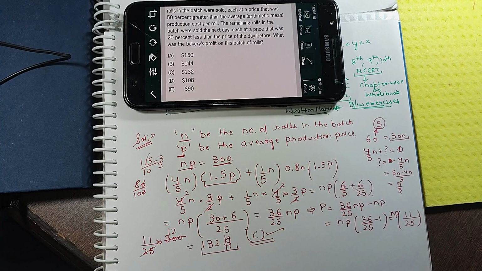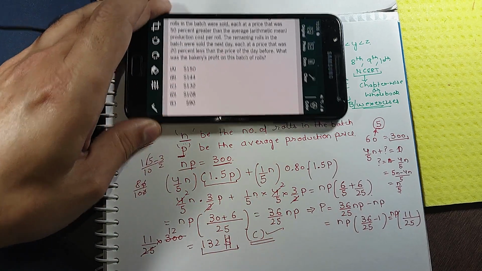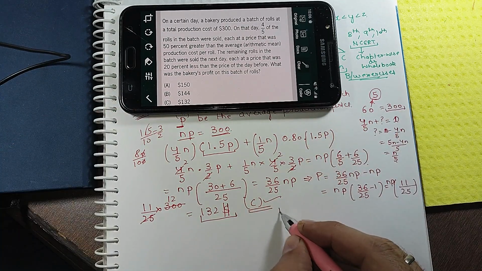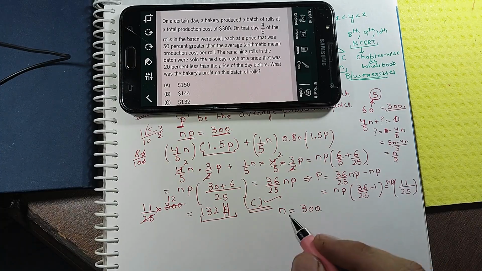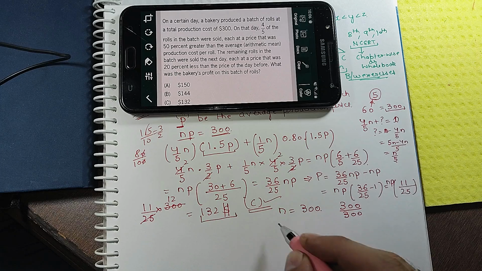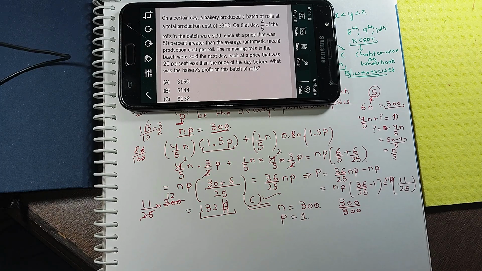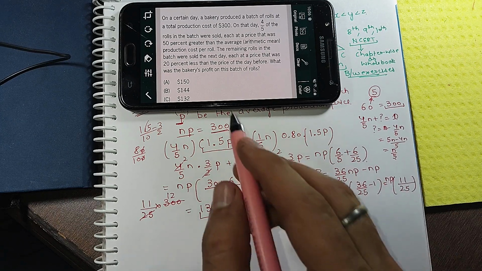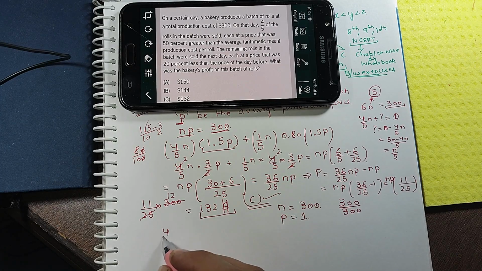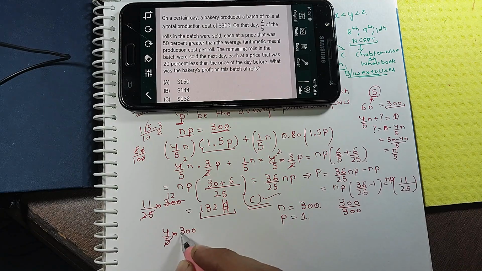If you want, I can solve that for you also. Now let us see. Let us suppose that n is 300. So 300 rolls. The average production price per roll will be 300 divided by 300, so P becomes 1. Right? Now 300 into 1 is the total production cost. 4 by 5 of the batch of rolls, so n is this, 4 by 5 of 300. So that will be 240.